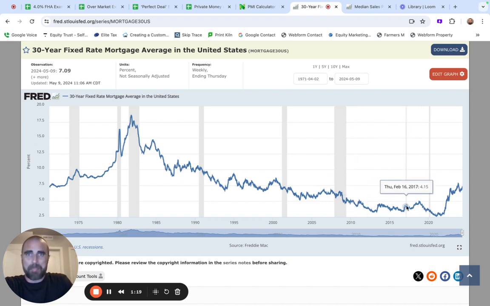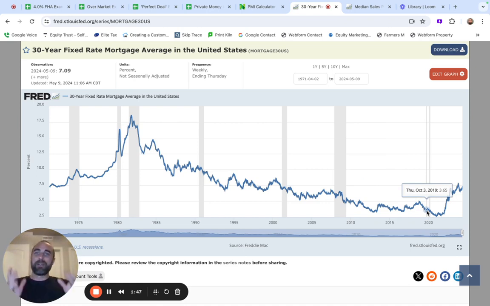But if we look back throughout history, starting back here in the 70s, going through when my parents bought a home in the early 80s, where things were in the high teens, you go all the way across this graph, and we don't even get into 5% until after the Great Recession. And it wasn't until the government started buying mortgage-backed securities around COVID that rates really shot down.